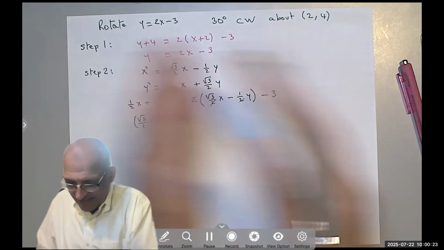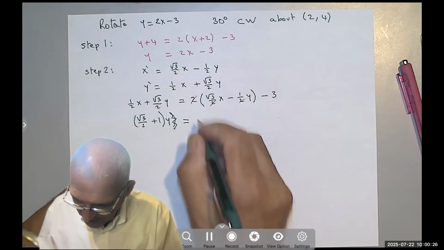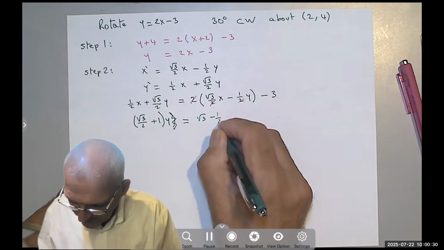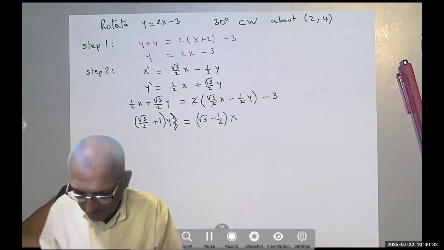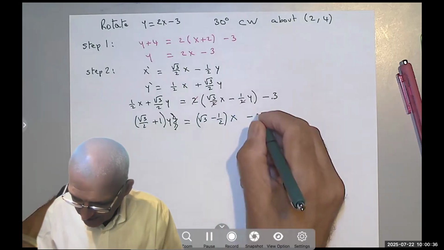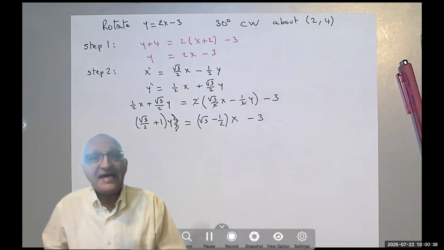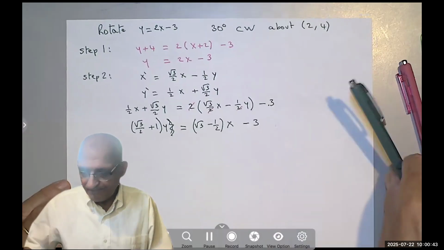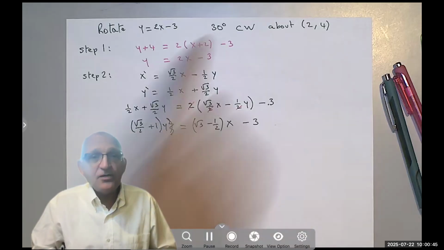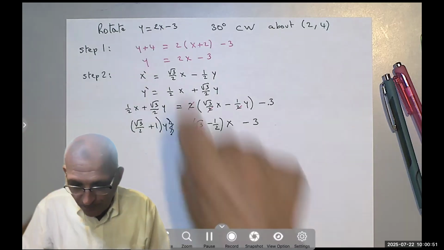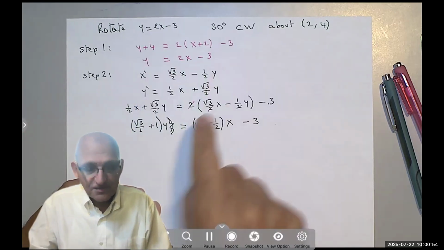And then I'm going to move the x to that side. So that would be root 3 minus 1/2 x, and then I have minus 3. Right there, I can use my calculator and see if that makes sense. Remember, the angle was 30 degrees, meaning the slope of this line should decrease by 30 degrees.